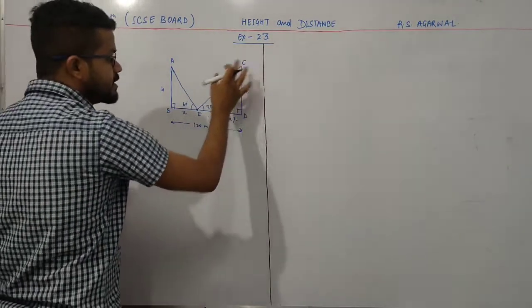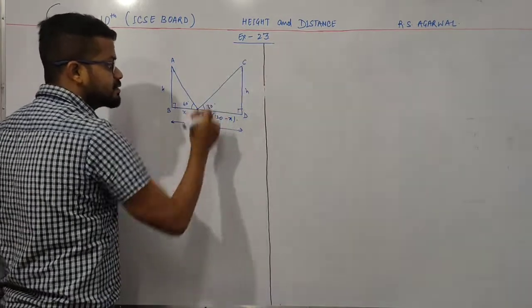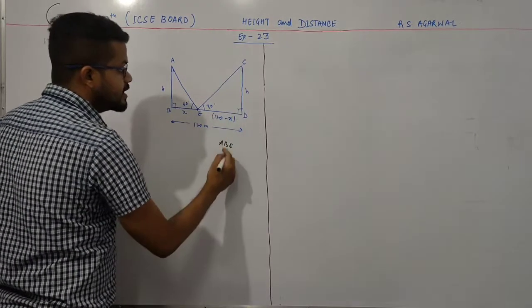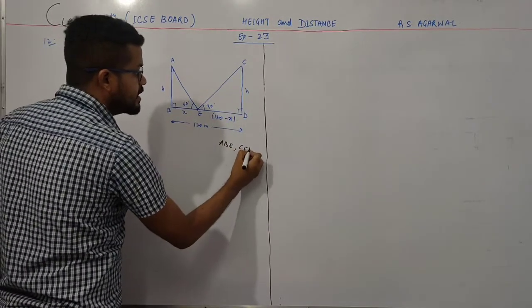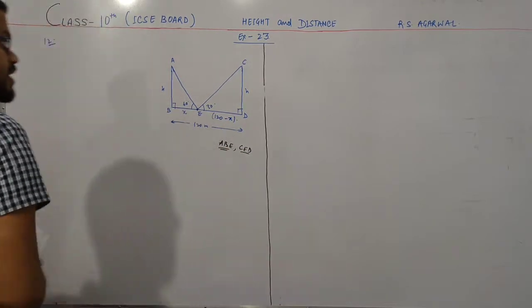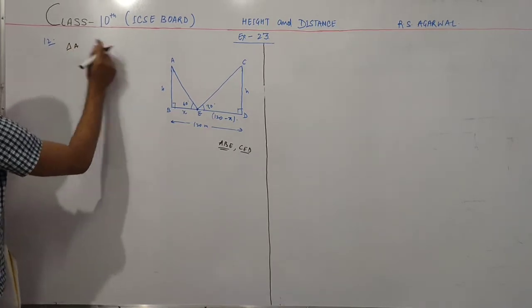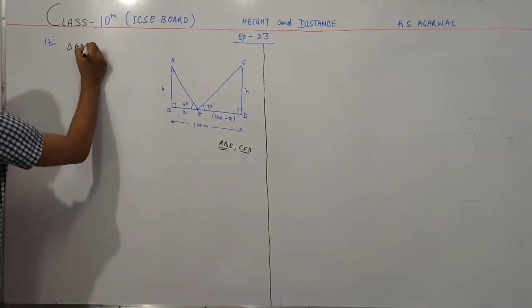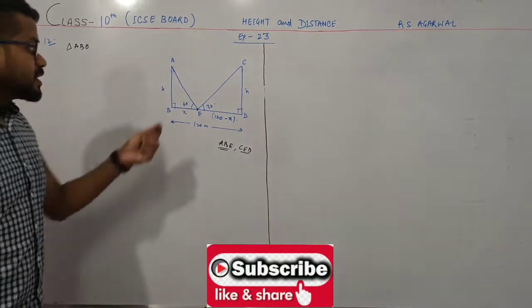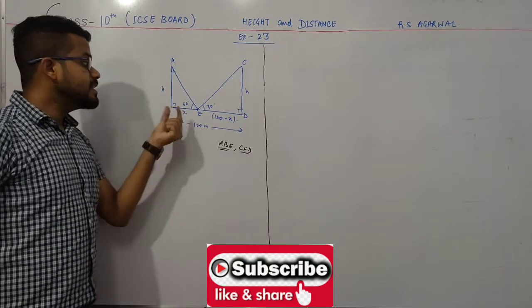How do we proceed? Firstly we take the right angle triangles. Here there are two right angle triangles: one is triangle ABE and the other is triangle CED. Both are right angled. Firstly I will take the right angle triangle ABE. Here this is 60 degrees, this is the height, and this is the base.